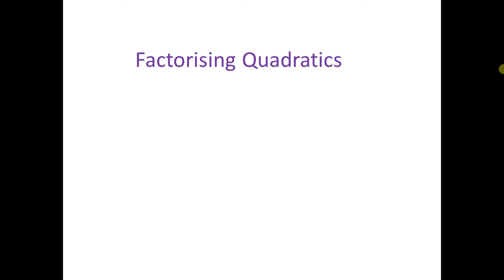Hi there. In this video we're going to look at how to factorize quadratics. We'll start by looking at this sort: 1 lot of x squared plus bx plus c. The coefficient of x squared is a 1 in this case, and b and c are any two numbers.